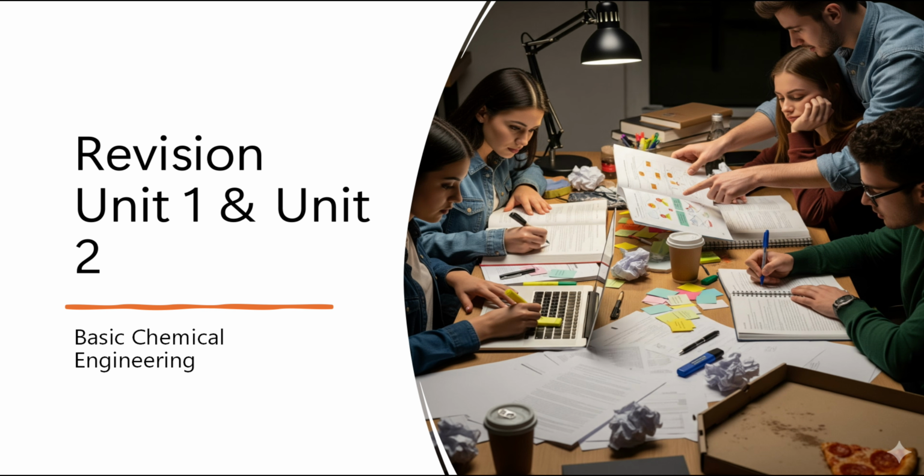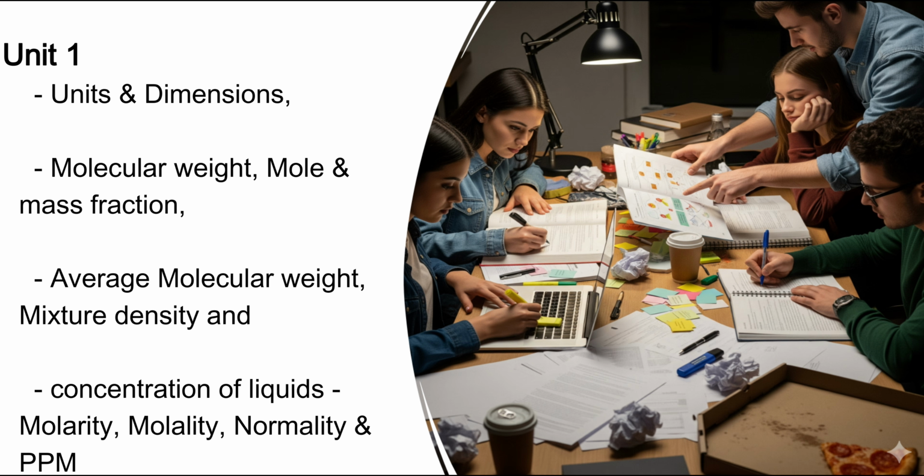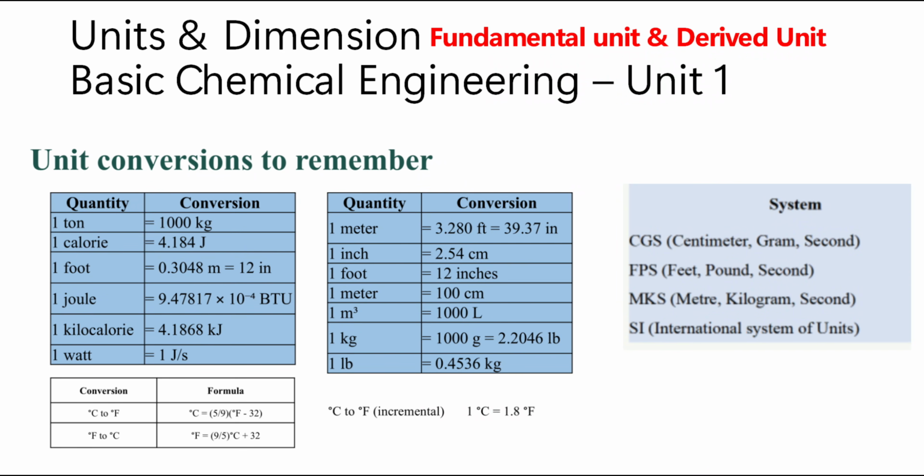Hi, this is a quick revision of Unit 1 and Unit 2 for the course Basic Chemical Engineering. So Unit 1 comprises units and dimensions, followed by the concept of moles and mole fractions. In units and dimensions, we are classifying units as fundamental units and derived units. Fundamental units are basic units; derived units are combinations of fundamental units. These unit conversions are important for solving major problems.